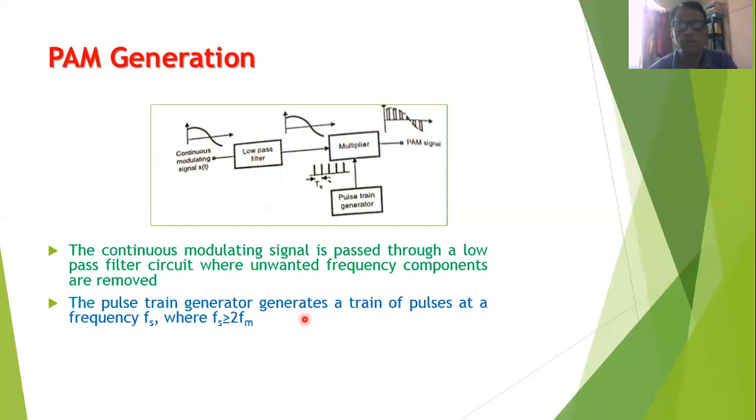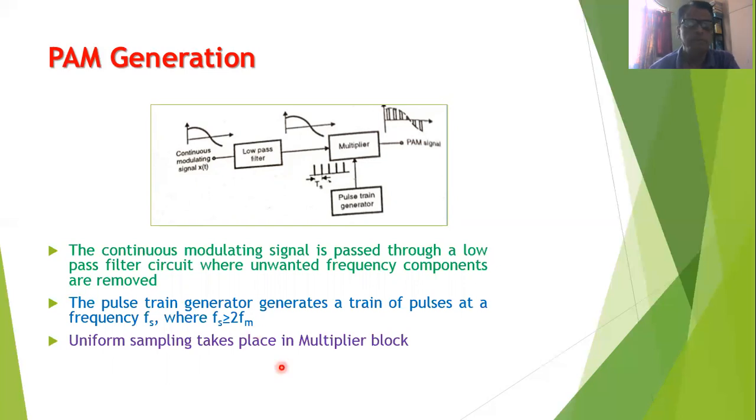The pulse train generator is a generator which will generate the continuous square pulses, and you will find that the frequency that is to be maintained is the sampling frequency fs, where fs should be greater than or equal to twice fm. So the sampling theorem must be obeyed in the pulse modulation technique to avoid the distortions at the receiver of the PAM.